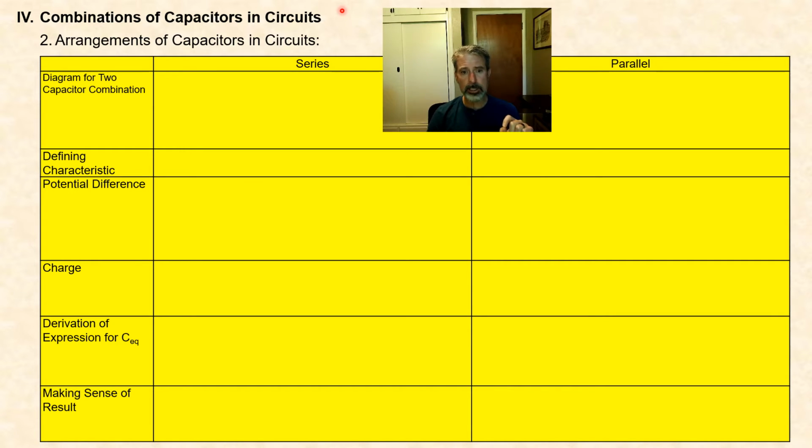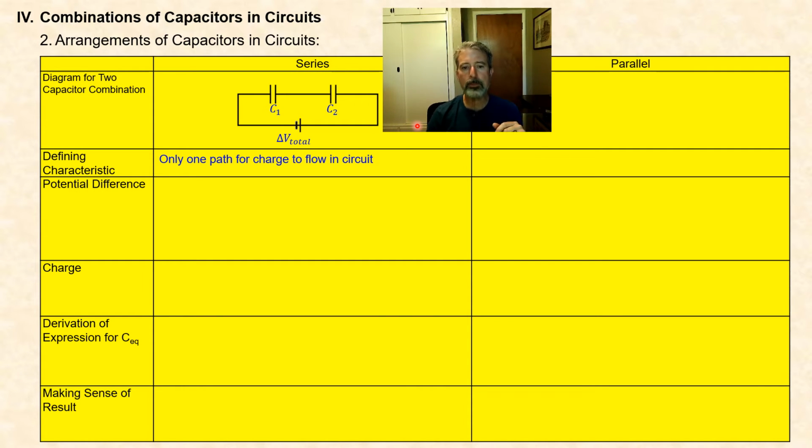So first of all, let's talk about these two arrangements. We arrange capacitors in series, and I will look at the simple case of two capacitors here, each with a capacitance C1 and C2, connected to some source of voltage. You will notice that what makes this a series arrangement is that there's only one path for charge to flow in the circuit.